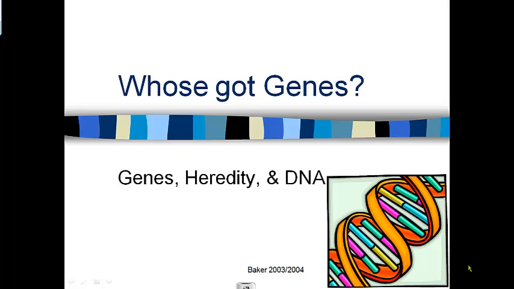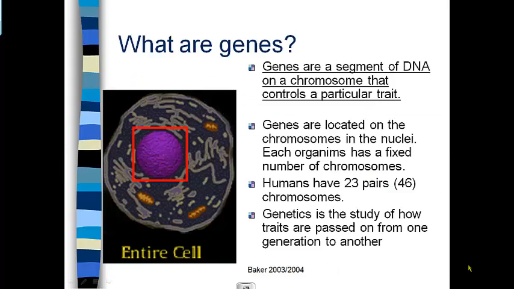Okay, ladies and gentlemen, today we're going to talk about genes and DNA. So what are genes? Genes are a segment of DNA that are on a chromosome and they control a particular trait. If you remember from our last video, traits are things like your hair color, your eye color, your blood type, your skin color, whether or not you have attached earlobes or unattached earlobes, the length of your fingers, the length of your toes, how large your feet are, how small they are. All these things are traits.